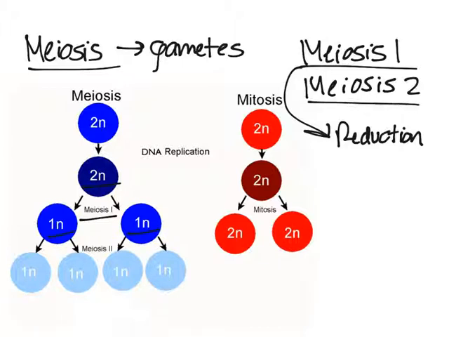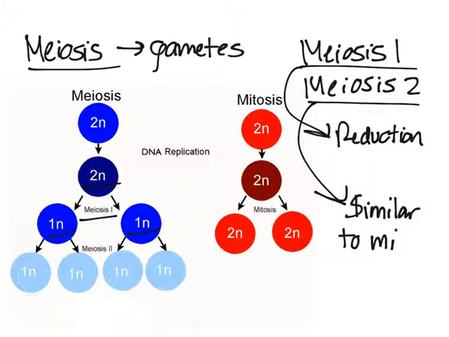And meiosis II, people generally like to say that this is pretty similar to mitosis. And meiosis II, in the end, produces 4 haploid cells. And so now let's talk about meiosis I.